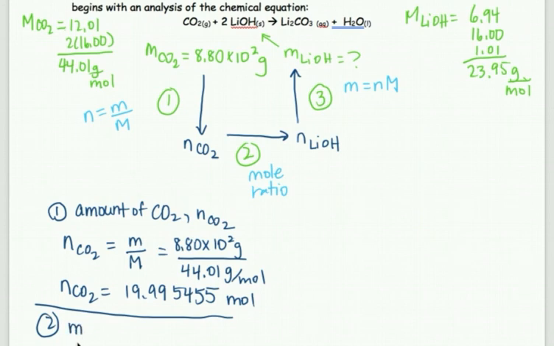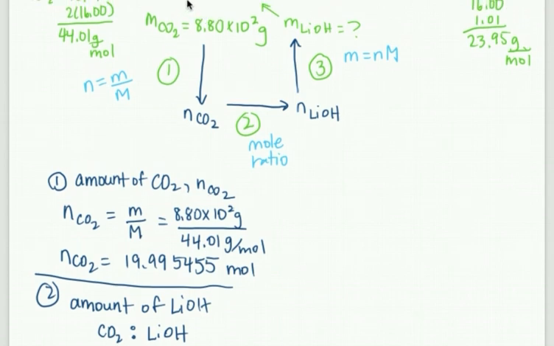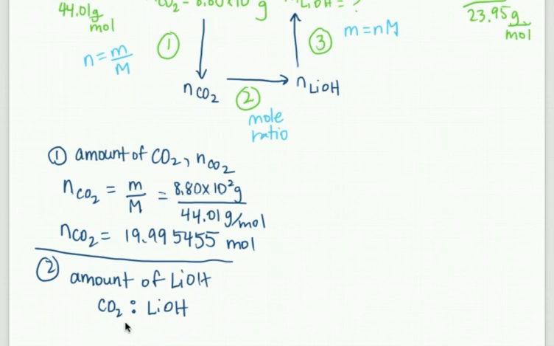Okay, so again, we're going to use the mole ratio in order to find the amount of lithium hydroxide. So I know information about carbon dioxide, and I need to find information about lithium hydroxide. Looking at the balanced chemical equation up here, it's a 1-to-2 ratio. Already I'm at 1 for the one I know, so that's good.